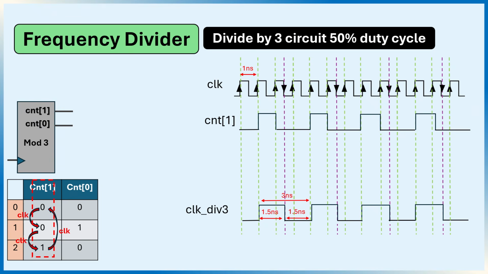If we look at the counter 1 column and we add it to the waveform, we get the following. When we start at 0 and we get the first clock, we stay at 0. Then the next clock we transition to 1, and then the next clock we transition to 0. The next clock we stay at 0, and then we transition to 1, and so on. We're going to use this to help us solve this problem.